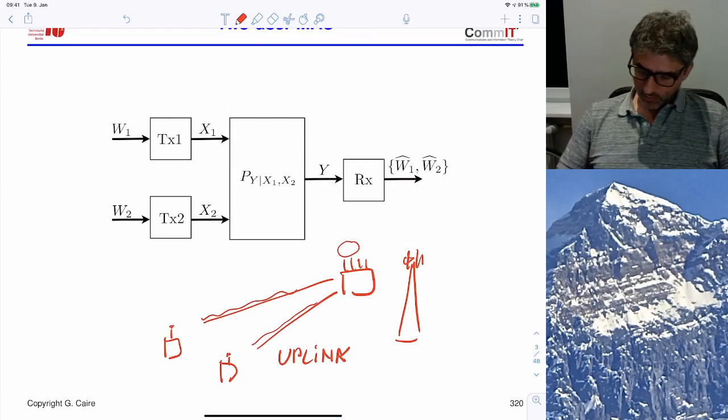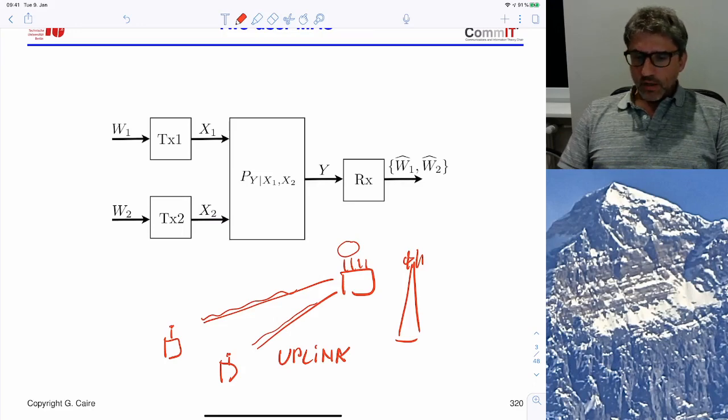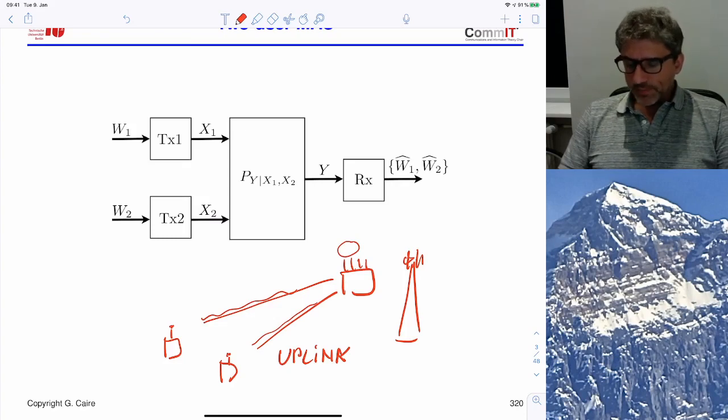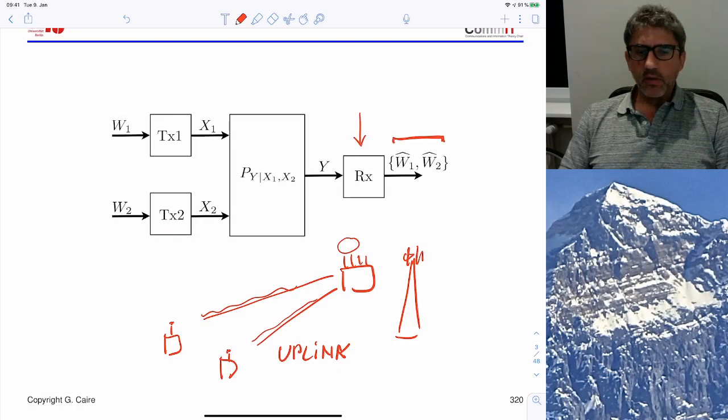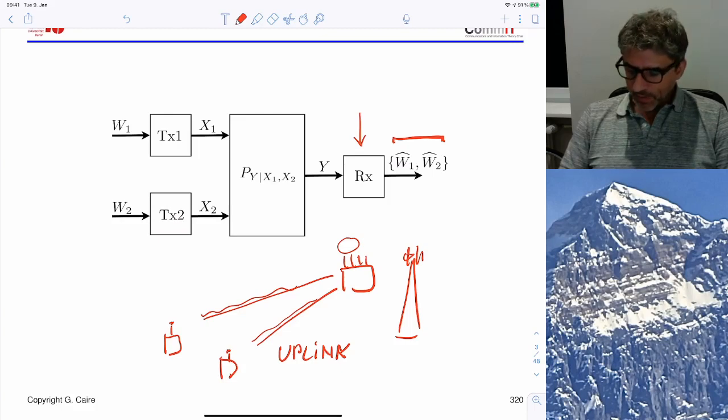Why? Because in information theory, interference is when some receiver suffers from the presence of messages that he doesn't want. But this receiver wants both messages. So there is no interference because both messages are wanted. So the receiver can do joint decoding of the two messages.